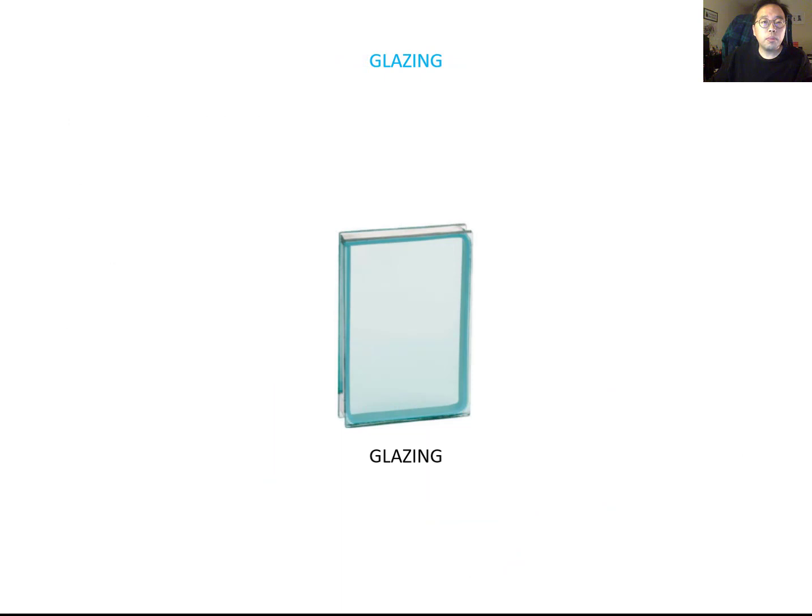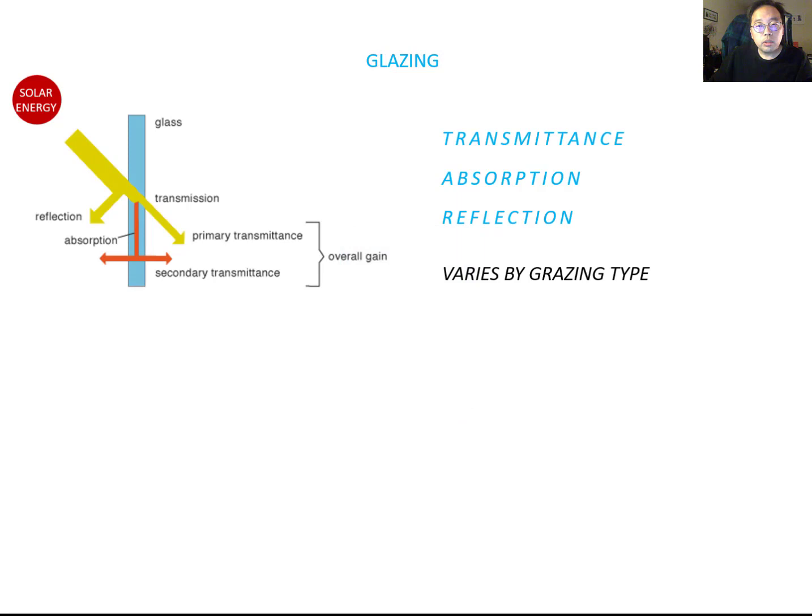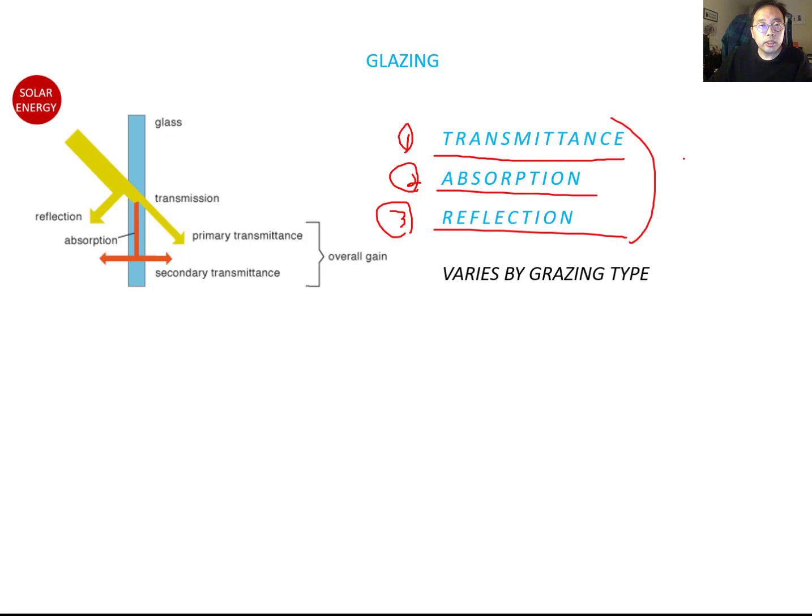Now we talk about the glazing. The glazing is important to decide, because it is directly related to your building performance. Glazing is a major element of the window unit. So you should consider the next three terms for your glass selection. First one, transmittance. Second, absorption. And third, refraction.